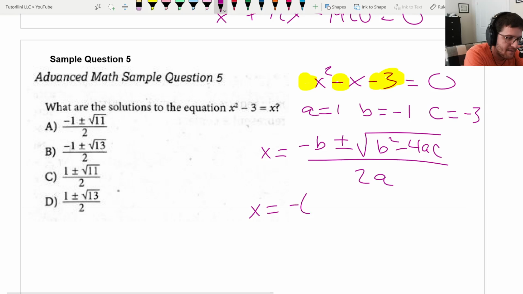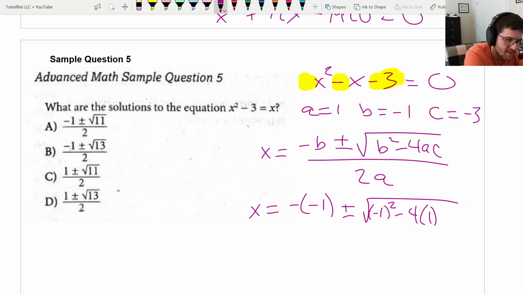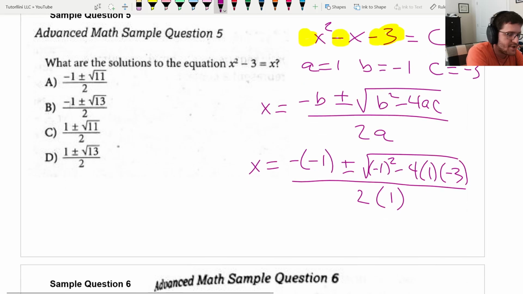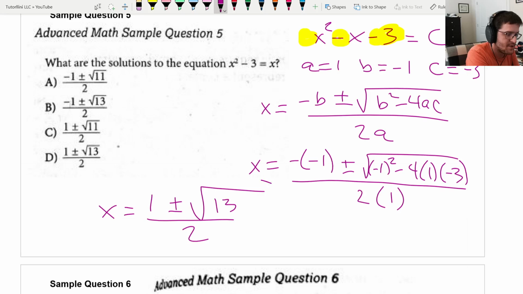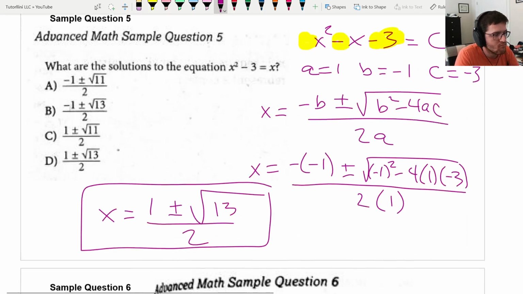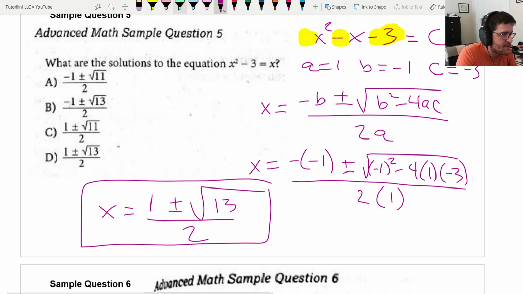So we get negative 1 plus or minus the square root, negative 1 squared minus 4 times 1 times negative 3, all over 2 times 1. So that should give us negative 1 is 1. Negative 1 in parentheses squared is 1. And then that negative 4 times 1 times negative 3, that's positive 12. So 1 plus 12 is 13. And then 2 times 1 is 2. And that looks like answer choice D. Let's see if it's right.